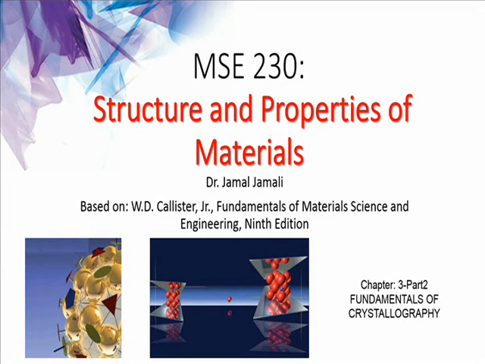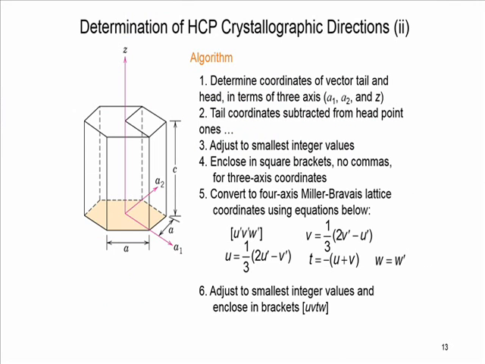Hello, this is the second part of Chapter 3, Fundamentals of Crystallography. After finding a vector in hexagonal crystal with a given crystallographic direction, now we do vice versa. We are given a vector in hexagonal crystal structure and we are asked to find its crystallographic direction.